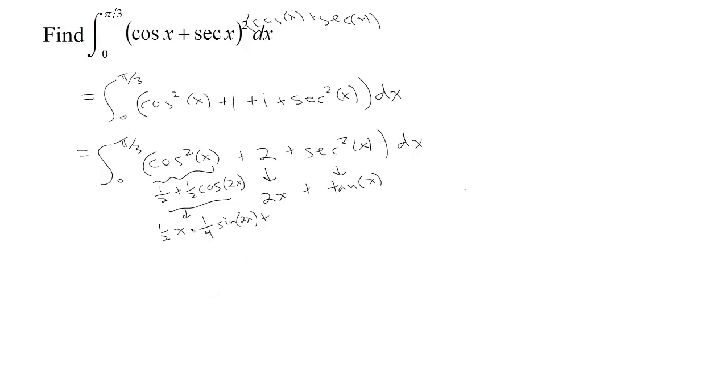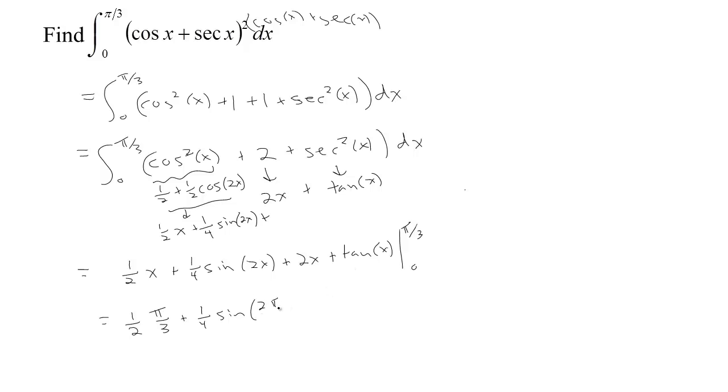Okay, so now I have my antiderivative, which is 1/2 x plus 1/4 sine 2x plus 2x plus tan x, and I evaluate that antiderivative between my two endpoints. If I plug in pi thirds, I get 1/2 of pi thirds plus 1/4 of the sine of 2 pi thirds plus 2 times pi thirds plus the tangent of pi thirds.